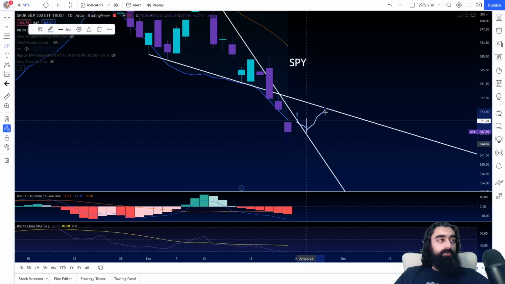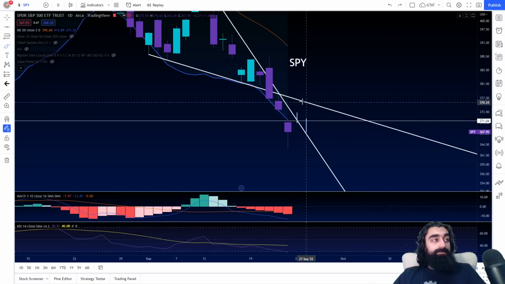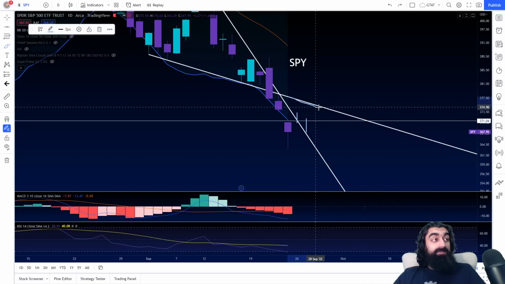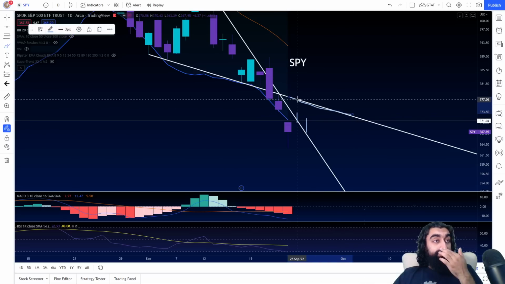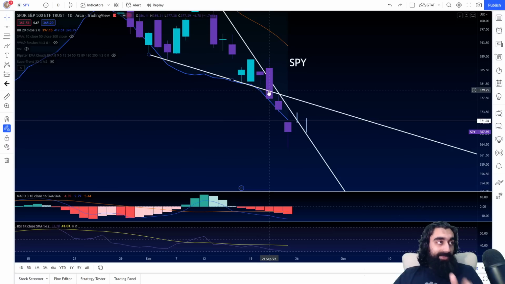I don't think this move to the upside is going to be that perfect, but regardless, that could be the case. And then the main level that we want to see it break above is going to be this trend line here, the initial lower level of this falling wedge pattern that we were monitoring.